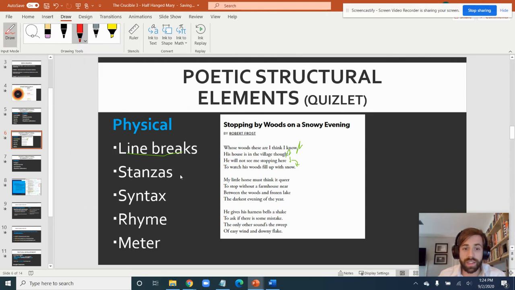We're going to take a look at stanzas. So stanzas just mean basically the paragraphs of poems. So why did the author or the artist or the poet decide to break this poem up into groups of 4 in this particular case?